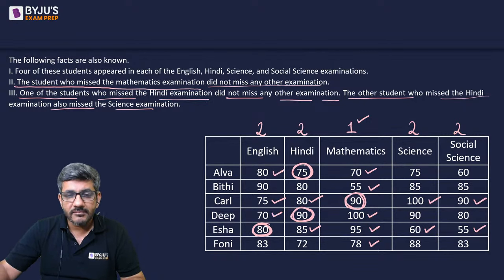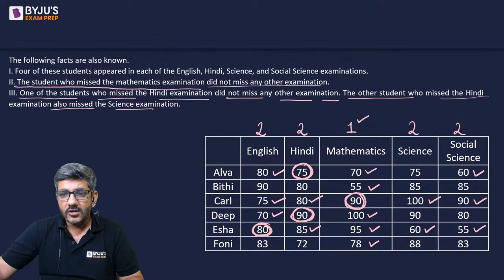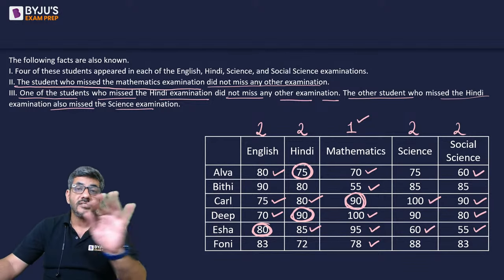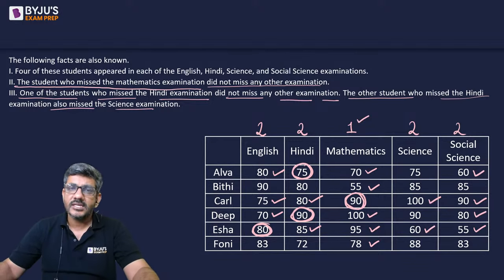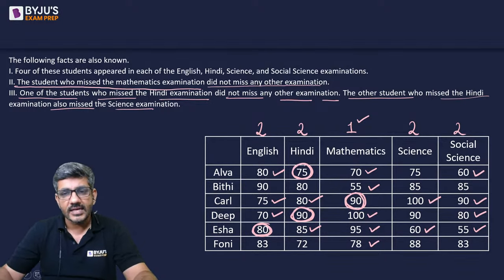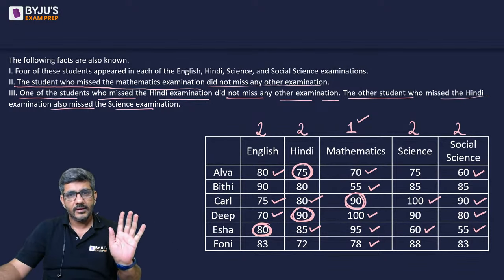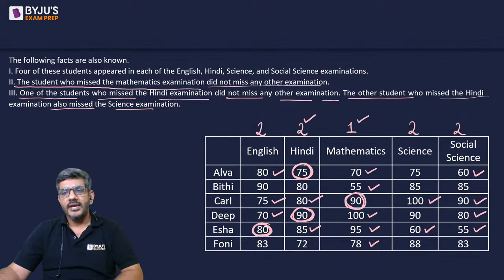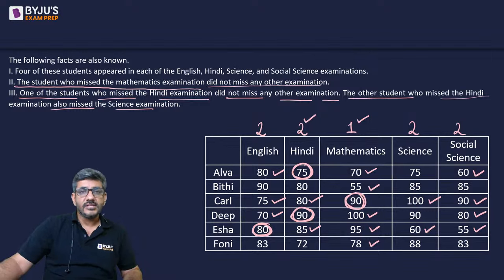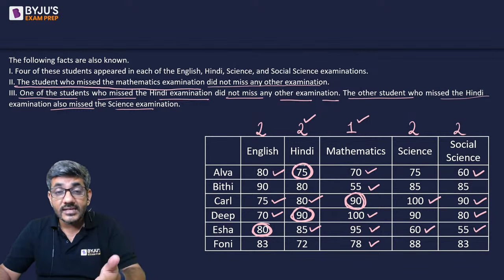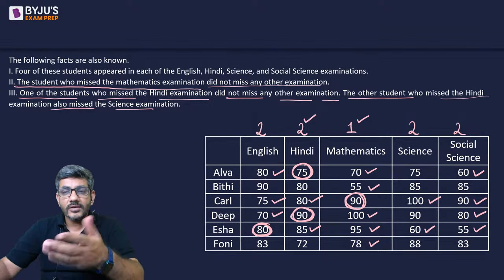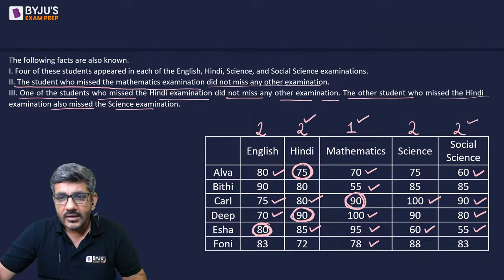That means both of them definitely appeared for English. Both of them definitely appeared for social science. One of them has missed science as well. किसने साइंस मिस किया है अभी तक ये तो नहीं पता, लेकिन एक ने साइंस तो मिस किया उन दोनों में से, right? तो हिंदी का डेटा कंप्लीट हो गया, किसने हिंदी मिस किया है? एक इंग्लिश वाला बचा है और सोशल साइंस वाले दो बचे हैं.